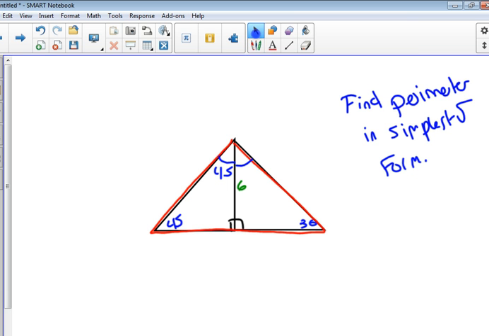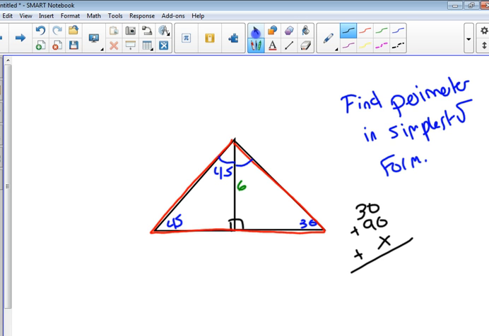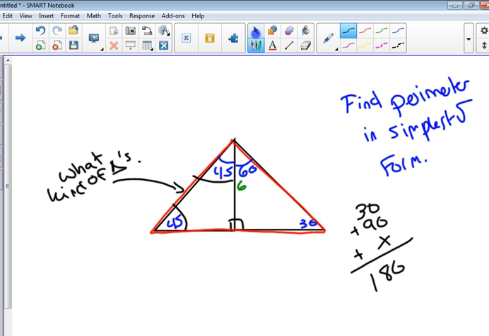Add them up. In a triangle, 30 plus 90 plus what is going to give you 180? Or take 180 and subtract, and it'll give you the missing part. Okay, so what kind of triangle is this one? Okay, it's a right triangle. What about the two base angles being equal? These are both 45.